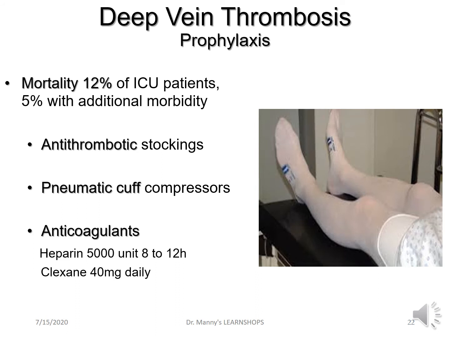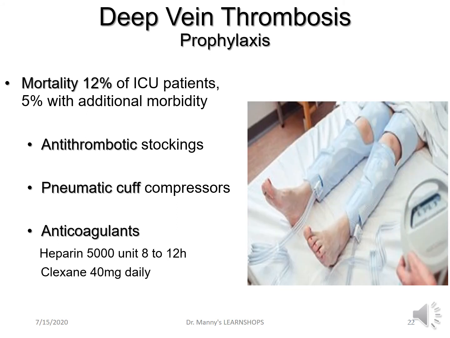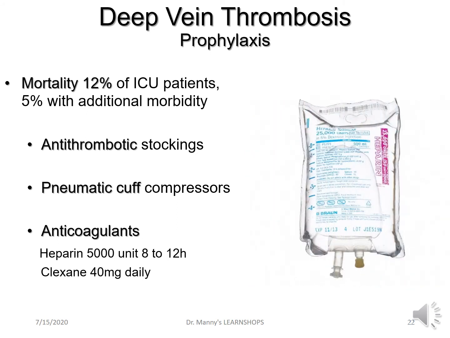Deep vein thrombosis prophylaxis. Well, it's been shown that there's a 12% mortality of ICU patients associated with this condition. So it's essential to promote the use of antithrombotic stockings, pneumatic cuff compressors, anticoagulants such as heparin, or low molecular weight anticoagulants such as Clexane.